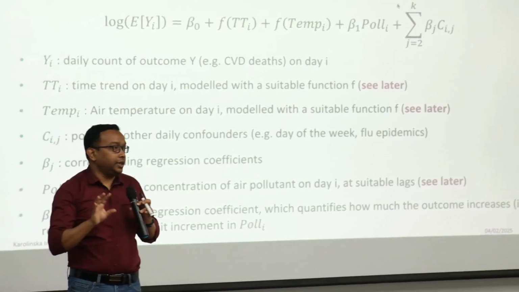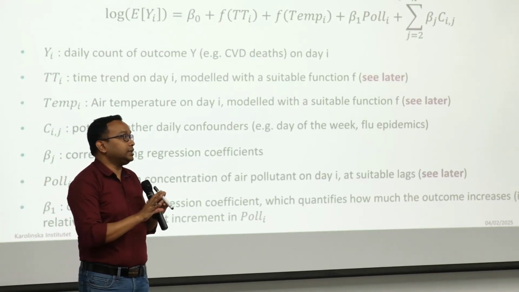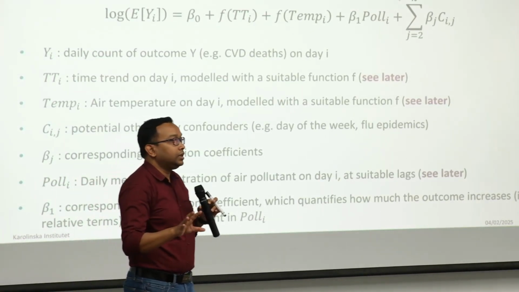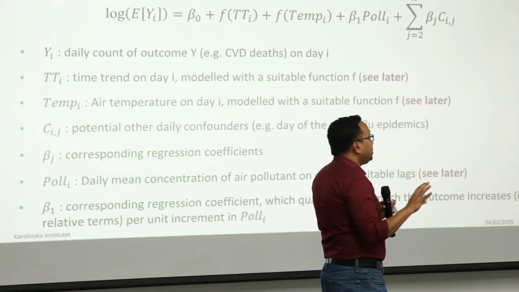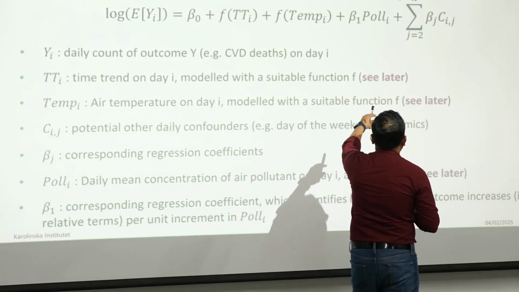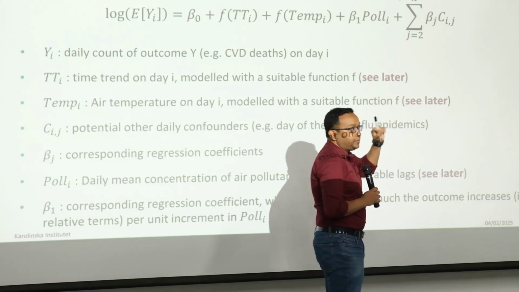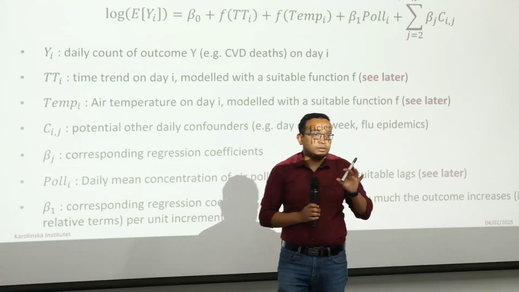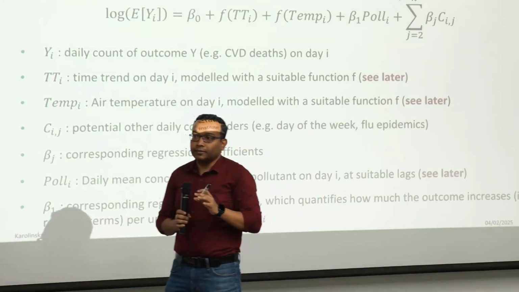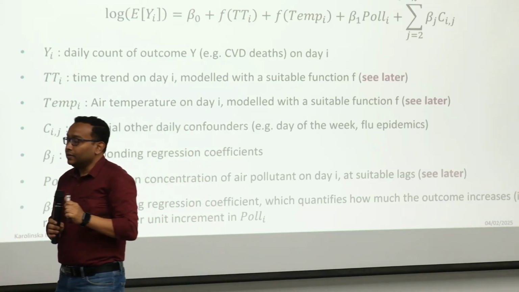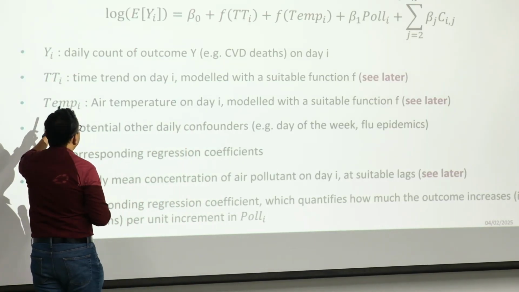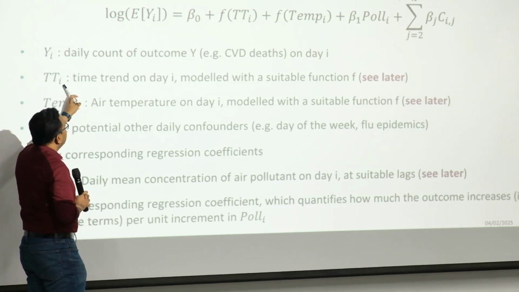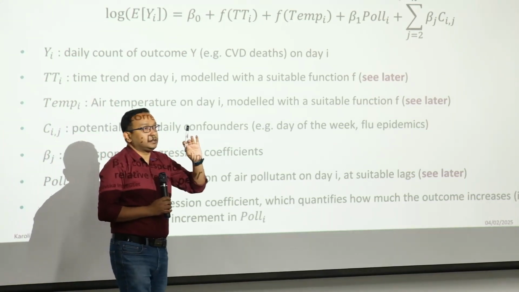So if that is the main effect of interest, there are certain other things that we need to remove or adjust for in the analysis to get an unbiased or unconfounded estimate of beta 1. So beta 1 is the parameter of interest. Let's go through it one by one. So the first thing is this. What is this? This is the time trend.